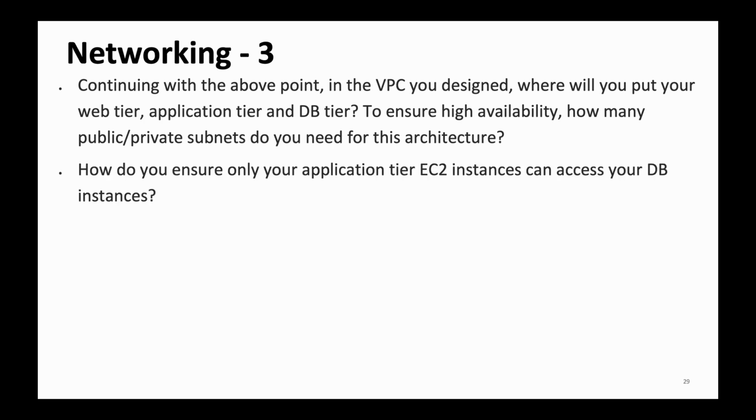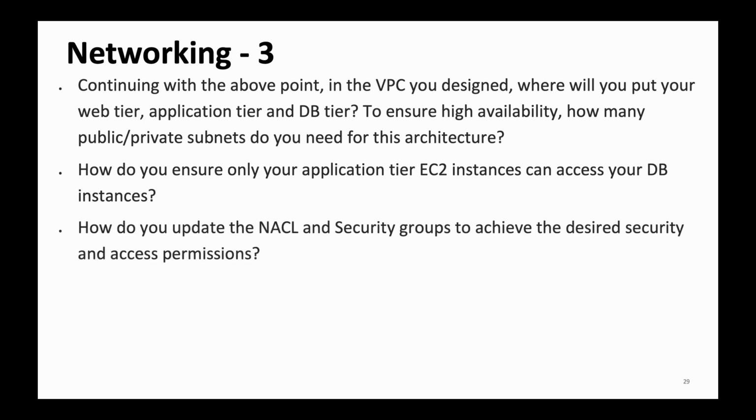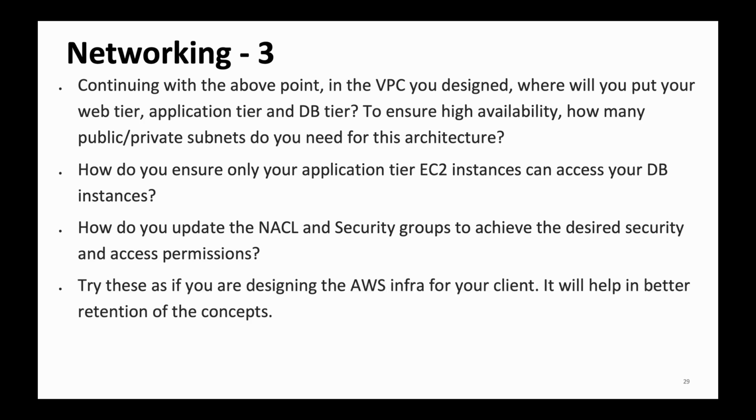How do you ensure only your application tier EC2 instances can access your DB instances? So what is the arrangement you can do for that? How do you update NACL and security groups to achieve the desired security and access permissions? You should have idea about that. And yeah, I'm just reiterating that please try this out and design a VPC on paper.